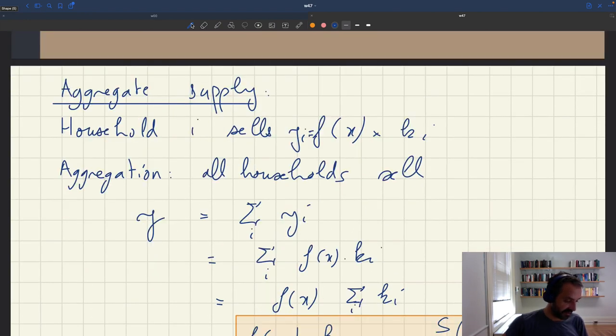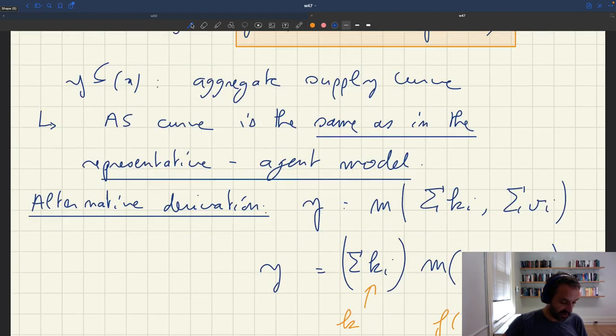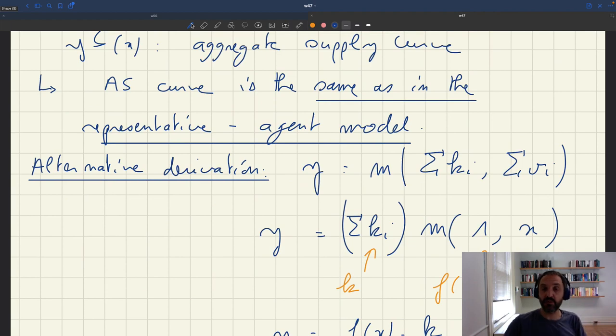So now here we looked at the aggregate supply side. Now let's look at the aggregate demand side. And here things will be a little more interesting, and we'll have some small differences compared to the representative agent framework.